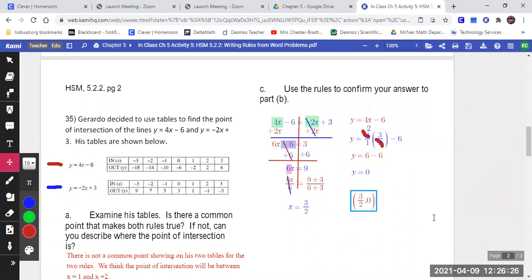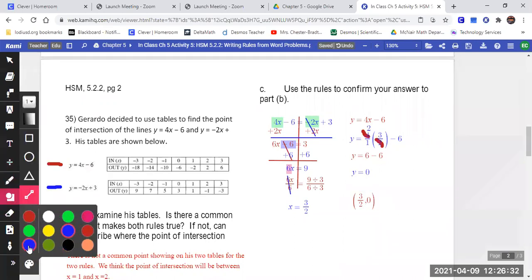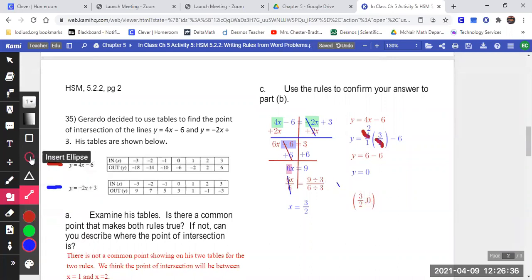This 3/2, 0 is the point of intersection. That is the answer to the equation. That's the answer to the system. When x is 3/2, it will make y 0 and the lines meet.